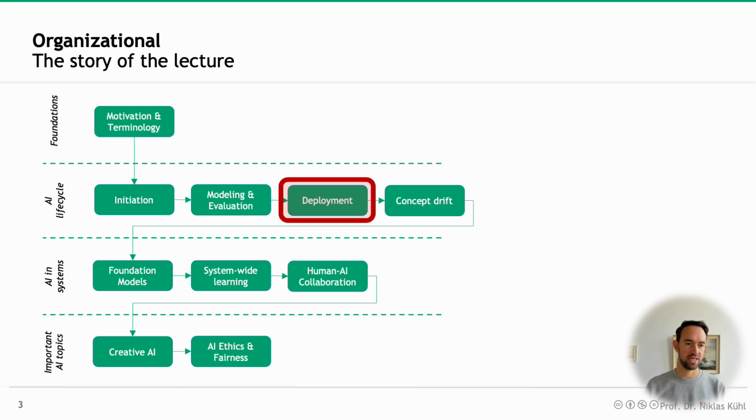Now with this repetition at hand, I think we can look at the deployment step. We came originally from the terminology and why it is important and interesting to deal with AI in the first place, and what we need to do in the initiation, modeling, and evaluation, and now it's all about the deployment step. The next step after that will be concept drift, which we'll cover in the next lecture, and this is all about how we make sure that our models stay valid over time. And then we move into the logic of AI in systems in the next one.